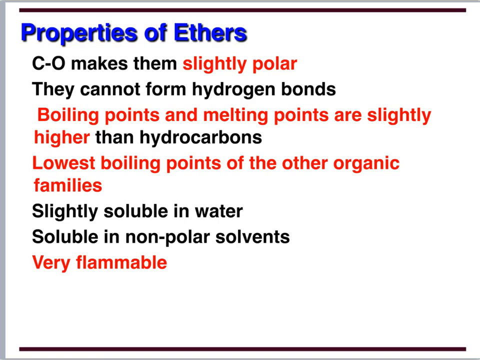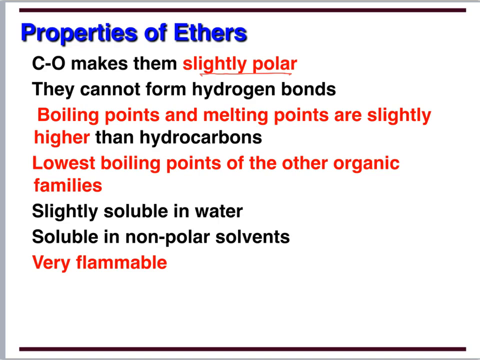Okay, so the C single bond O makes them slightly polar, but that is nowhere near as polar as an OH group and not even as polar as a C double bond O hanging into the middle of a chain somewhere, which we'll get into in a few families later. They definitely cannot form hydrogen bonds. Having said that, these are actually the least polar of the derivatives of our hydrocarbons.